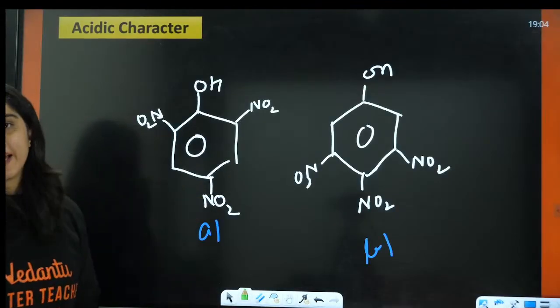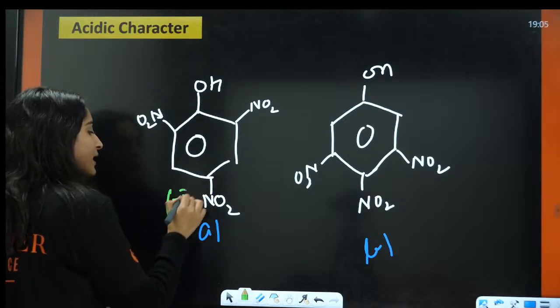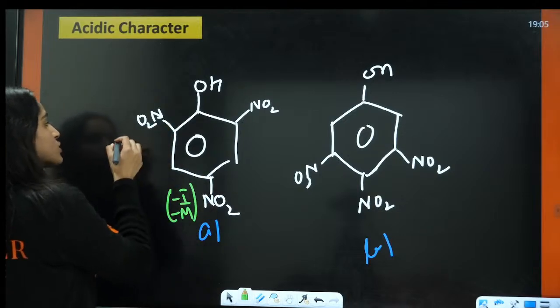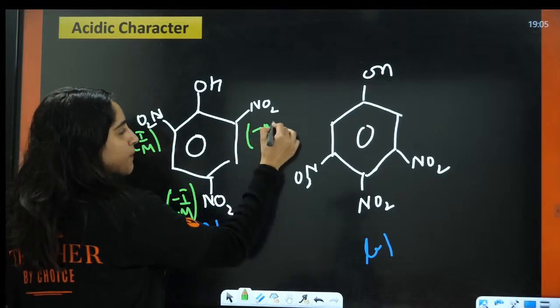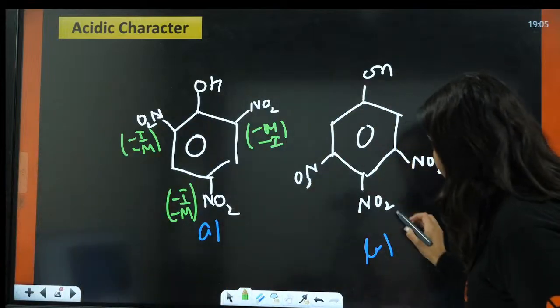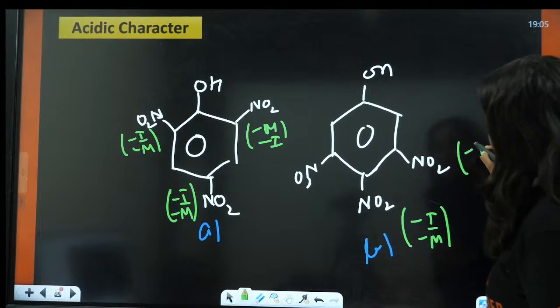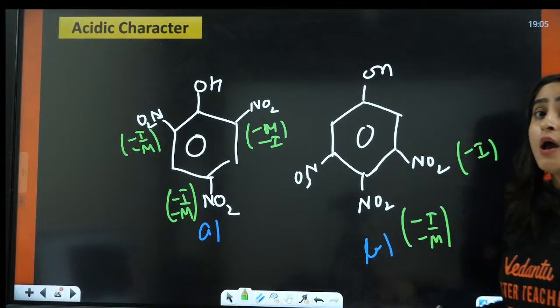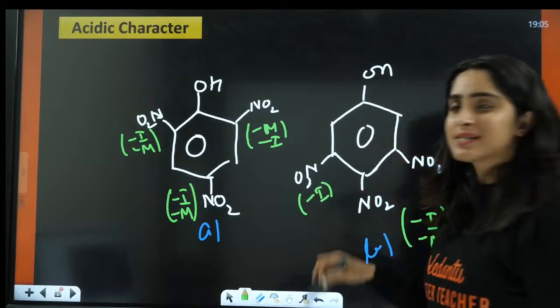So this is the picric acid. Now, this NO2 group is on the para position, so minus I and minus M effect. Here also you have minus I and minus M effect because it is on the ortho position. But in this case, this is on the para position, so minus I and minus M effect. Here you have just minus I effect because there is no mesomeric effect on the meta position. Here also you have just minus I effect.